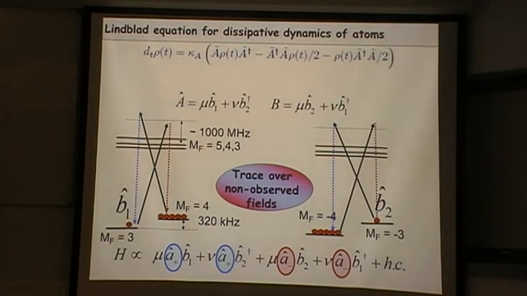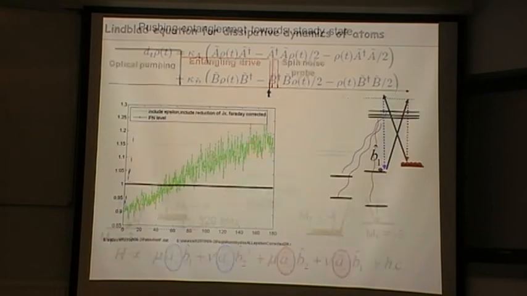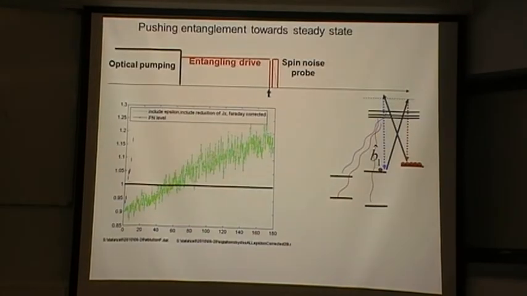This is just what I said. So what you have is the non-local Lindblad equation of the experts in the room. And this is the experimental result. What you see here is one, this line corresponds to the borderline between not entangled above one and entangled below one. And this is time, and this is the beginning of the experiment.